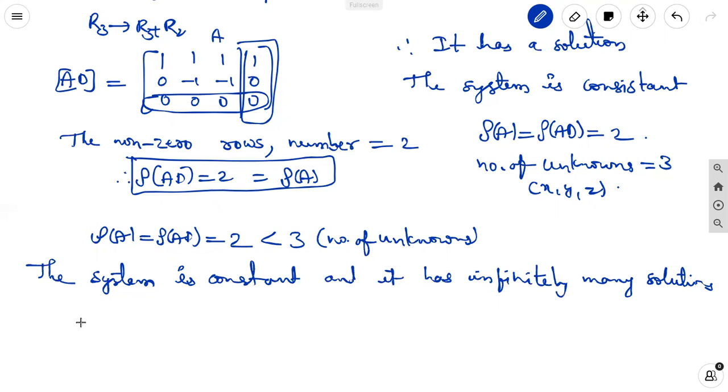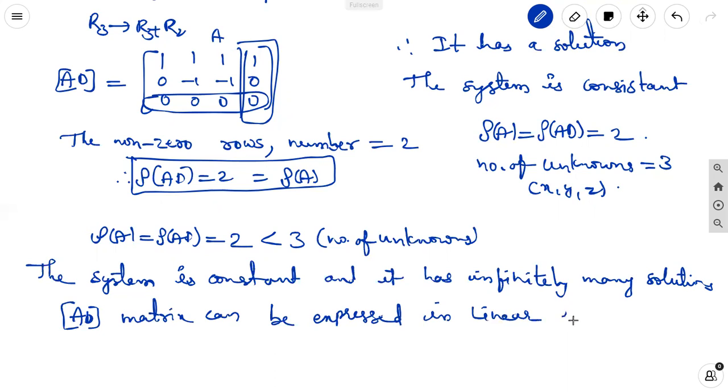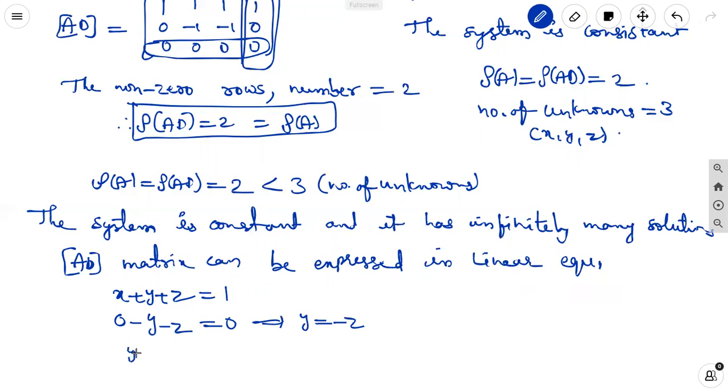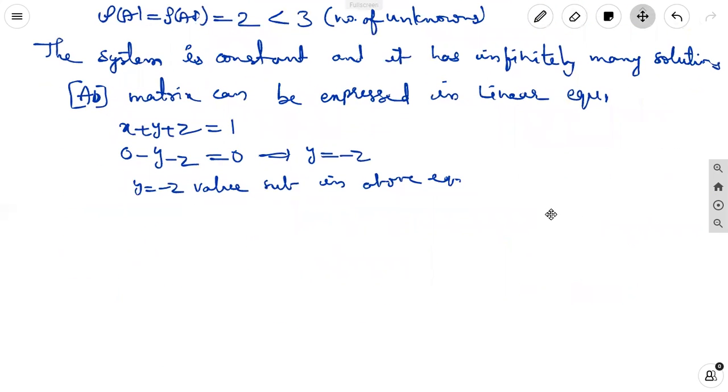Okay. Now the augmented matrix AD can be expressed as linear equations. What are the linear equations here? The first row is x plus y plus z equal to 1, the last column being the constant. Then 0 minus y minus z is equal to 0. From this, y is equal to minus z. Substituting y equal to minus z in the above equation, x minus z plus z is equal to 1. From this, x equals 1.